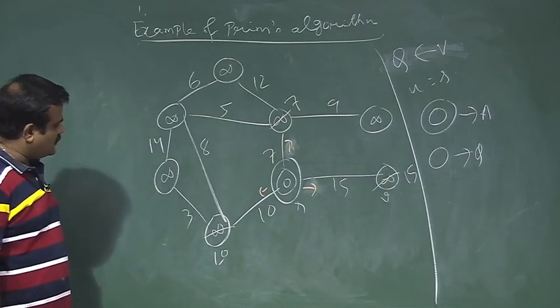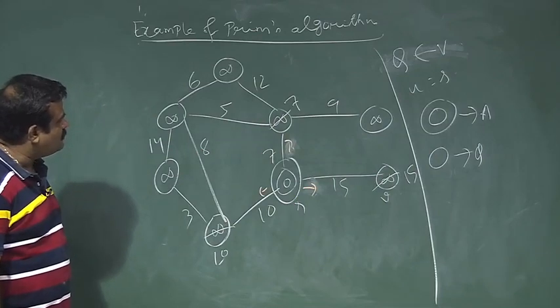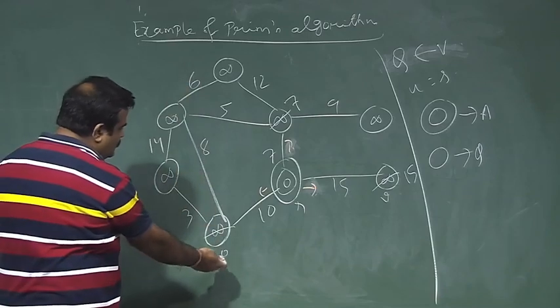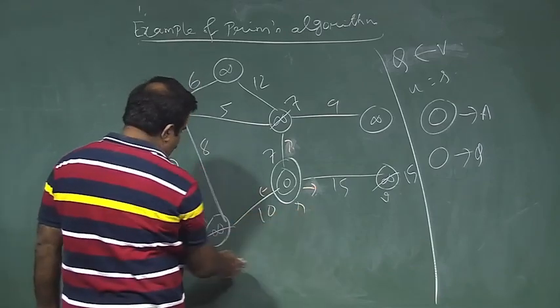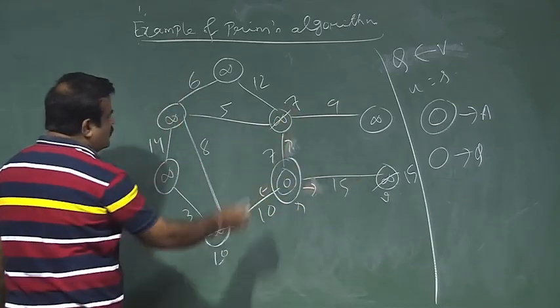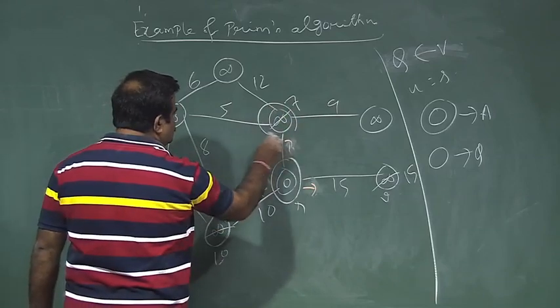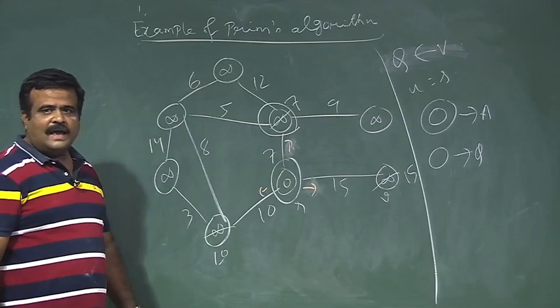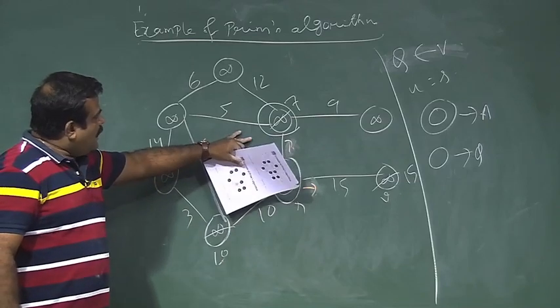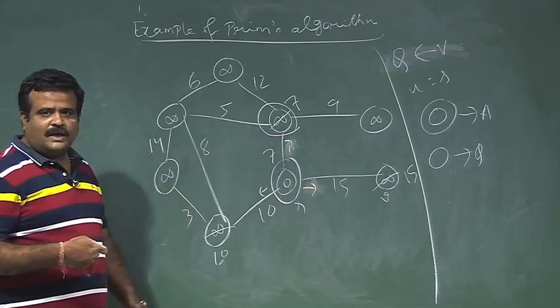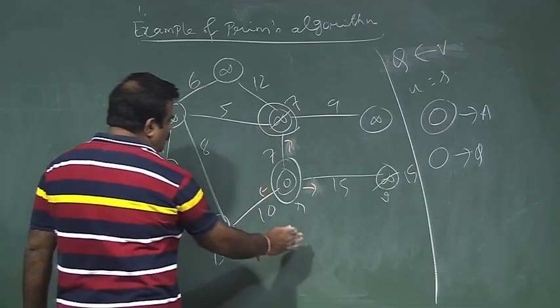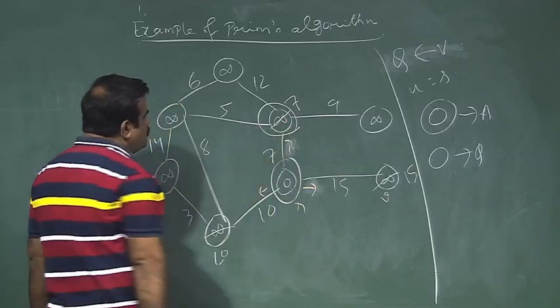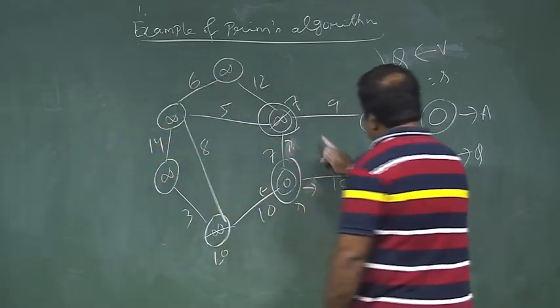Now, again we will do the extract min. If we do the extract min, who is the minimum? Everything is infinity except this. This is 10, this is 15, this is 7. So, this is our next U. So, we choose this U and this will be extracted from the Q. Now, if this is U, we consider all the vertices adjacent to U.